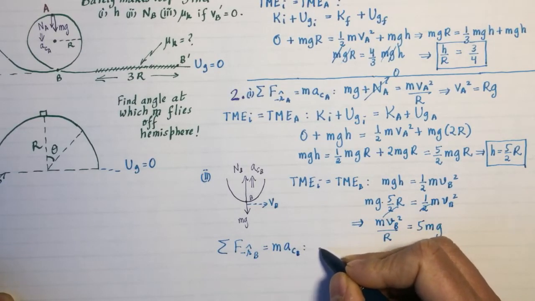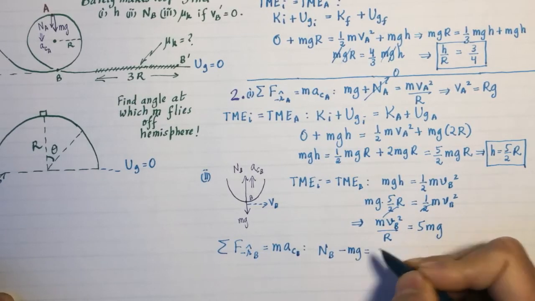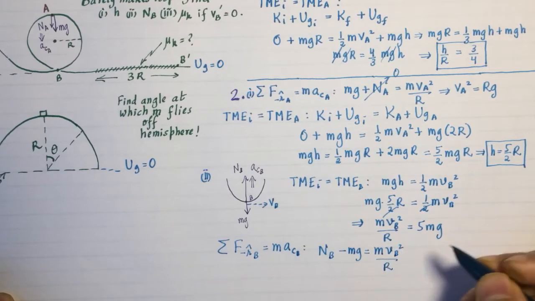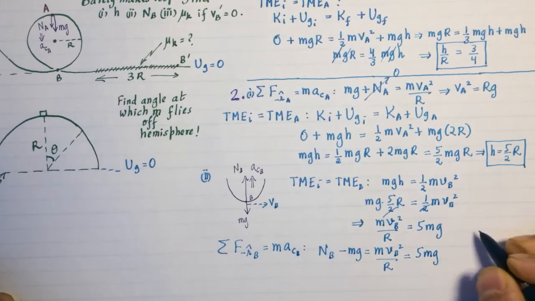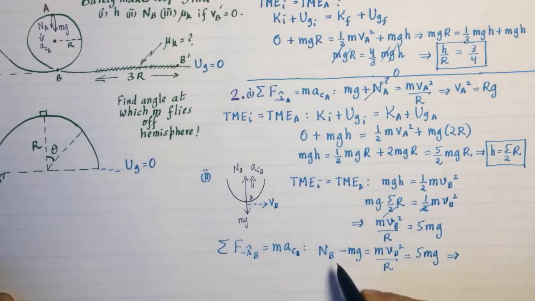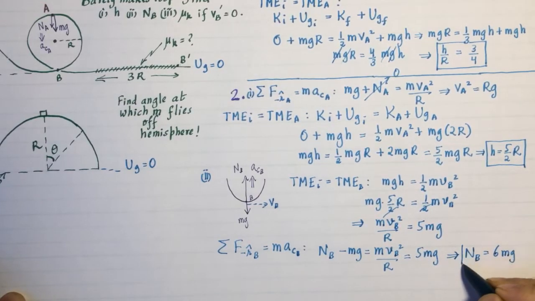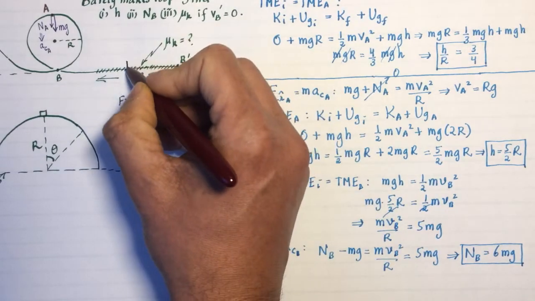So I get N_B minus mg equals m v_B squared over R, which is 5 mg by the work above. So this tells me, adding mg to both sides, that the normal force at B is 6 mg. So we have found the second part of the answer of the question. The last part involves the object here.